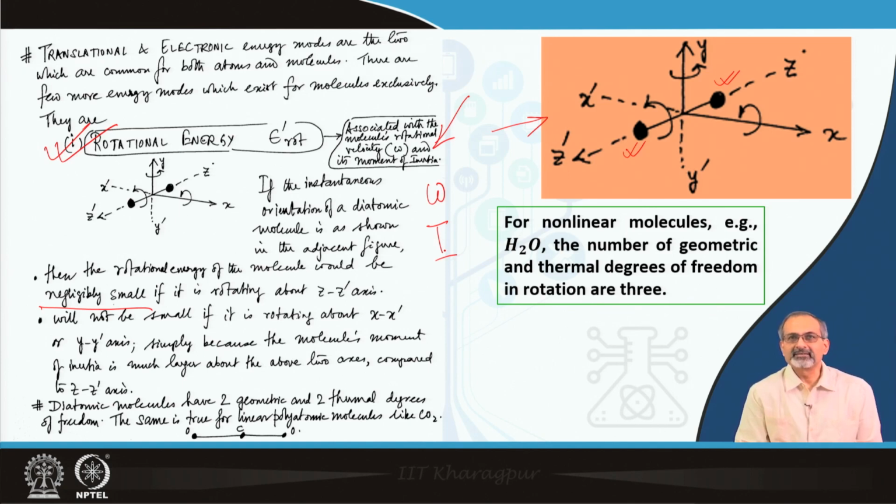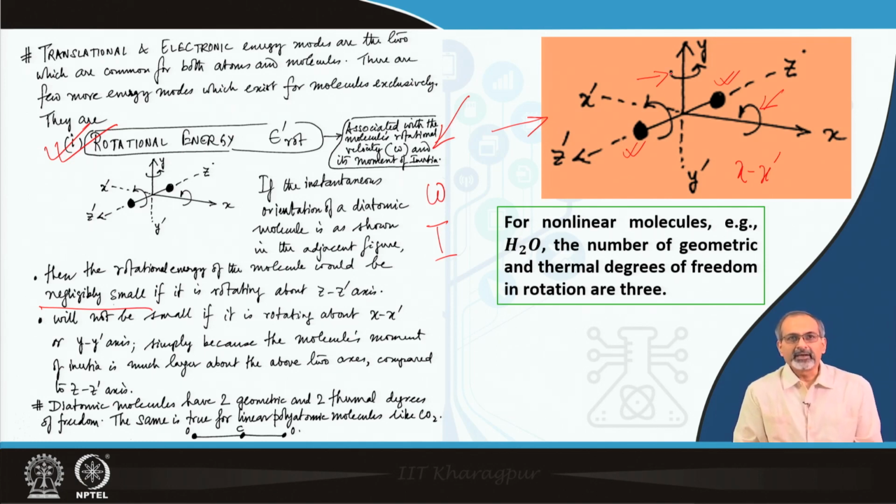And about the axis z z dash with the current orientation, the I would be very small. So, even if the omega is reasonably large, it would end up having very small rotational energy. While if it was rotating about the x x dash axis, like the way we have shown over here, or if it is rotating about the y y dash axis, then you can imagine that it will have significantly large moment of inertia about those two axes, and therefore, there would be significant rotational energy.